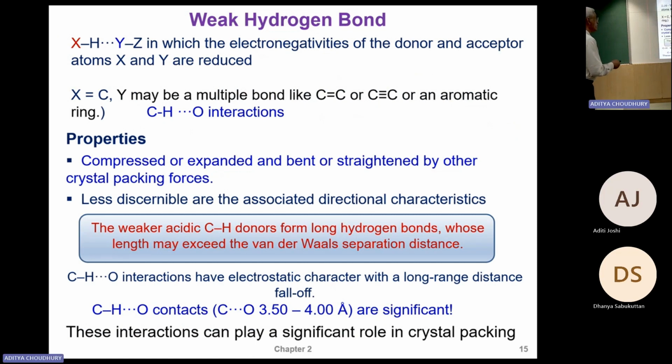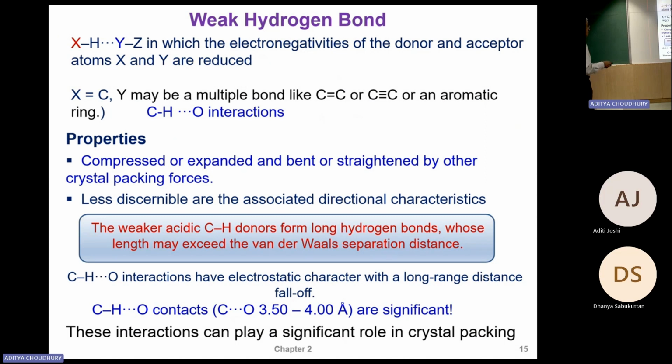Let's talk about weak hydrogen bonds. When you have X equal to carbon, it's low electronegative, instead of oxygen or nitrogen. And in YZ, Y can be C double bond C or C triple bond C, olefinic or acetylene type or aromatic. So you can expect a very weak one because CH is not a good donor, but still it can form a weak hydrogen bond and also CH-O interactions. That's another thing. So this kind of weak hydrogen bonds are quite familiar, observed in the literature.